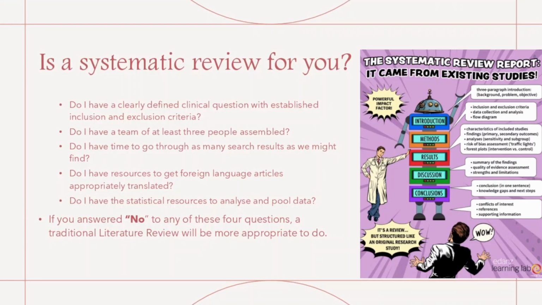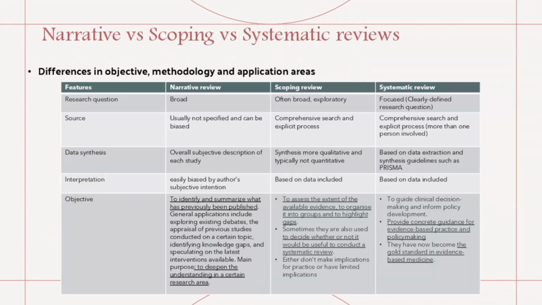Then you should ask yourself if you have the resources to get foreign articles appropriately translated. And finally, you should ask yourself if you have the statistical knowledge and resources to analyze and pull data. If you answered no to any of these questions, then a traditional literature review is the more appropriate type of literature review that you should perform. A traditional literature review is a narrative review, so it's the one that I showed you in this table.